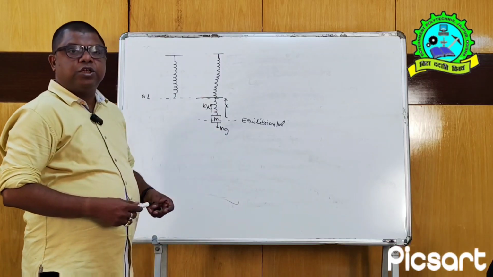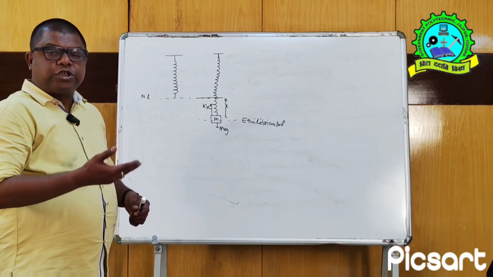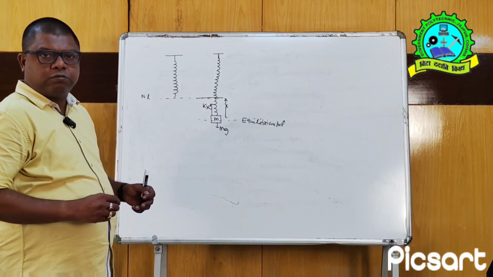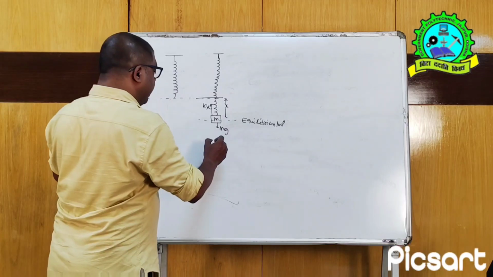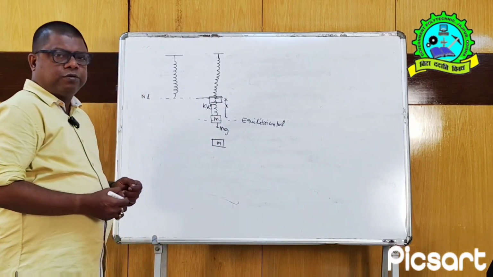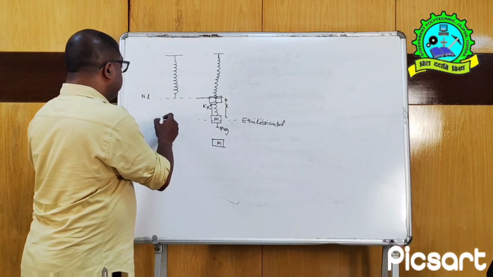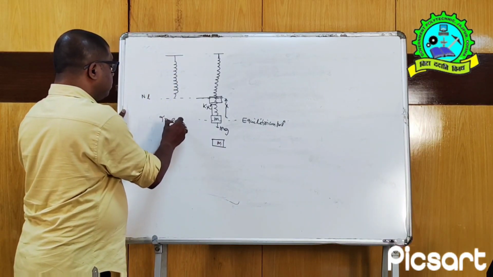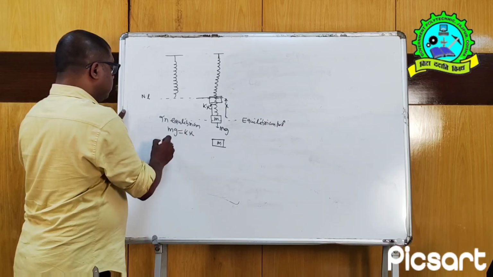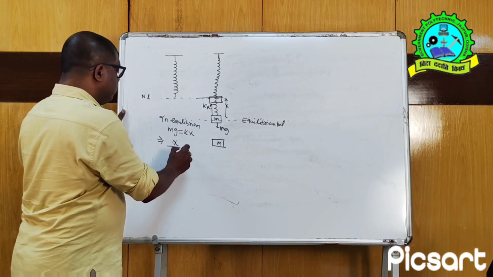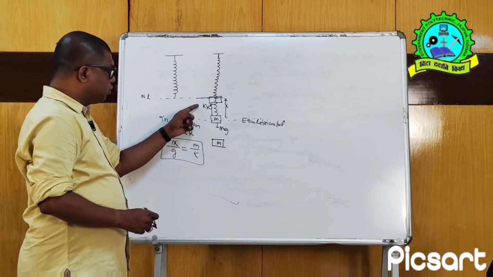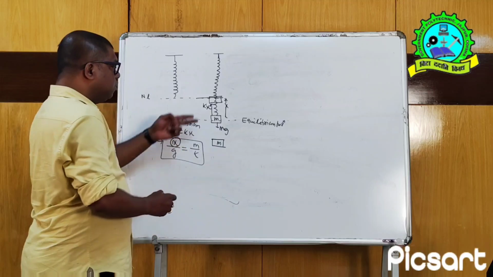If it is slightly displaced, it will execute SHM, simple harmonic motion. The elongation is not large, it is very small. If it is slightly displaced, then it will execute SHM, and we find its time period. In equilibrium position, the downward force mg is balanced by the upward force kx. So x by g is equal to m by k. K is the spring constant or force constant, and x is the displacement from the natural length.